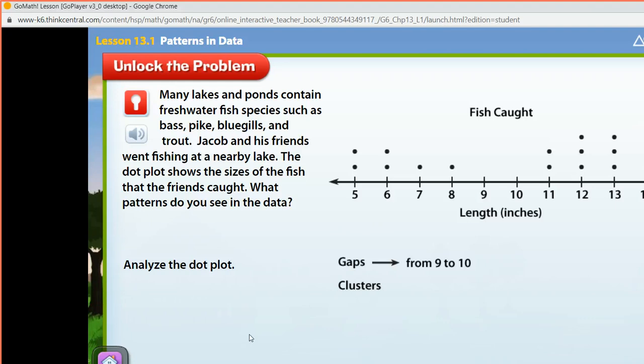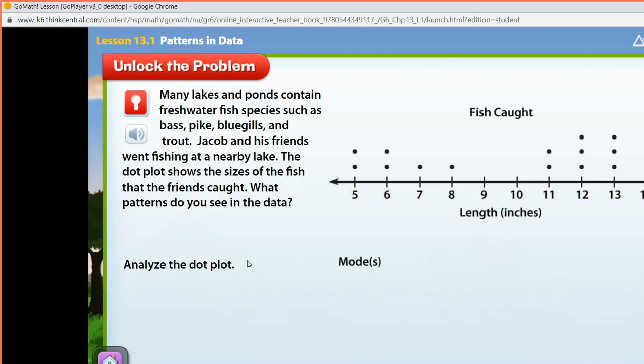A cluster is a group of data points that lie within a small interval. Are there any clusters in this dot plot? Yes, there's a cluster from 5 to 8 and from 11 to 14. So this means that there were no fish from 9 to 10 inches long, and there were two clusters of fish measuring from 5 to 8 inches long and from 11 to 14 inches long.